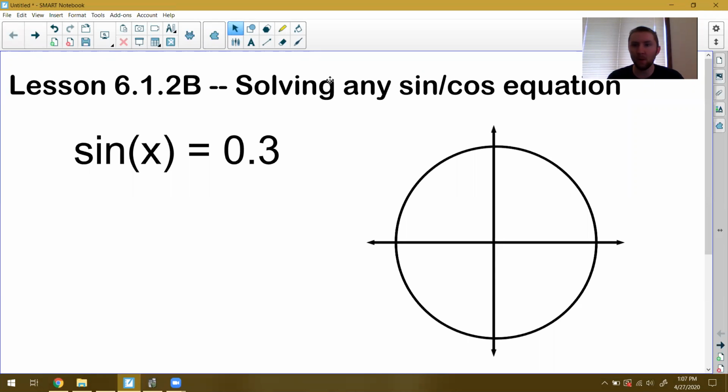All right, so we're going to be going through numbers 24 and 25 in your textbook. We're going to go through them pretty much each part. So at the end of the video, you should have both of those problems completed. Number 24 starts with this equation right here. Okay, sine of x is equal to 0.3.